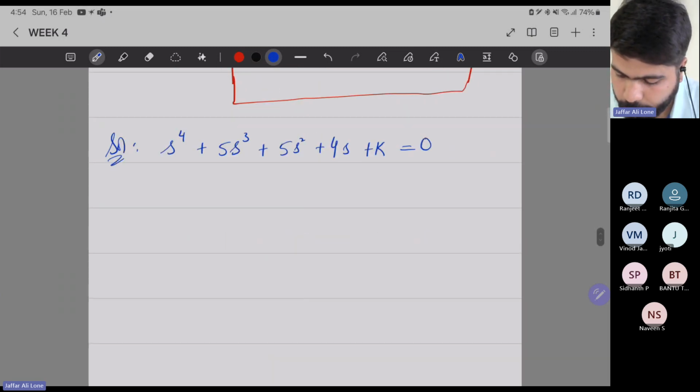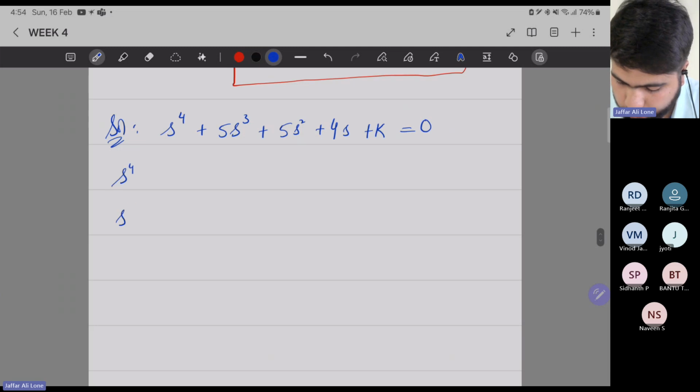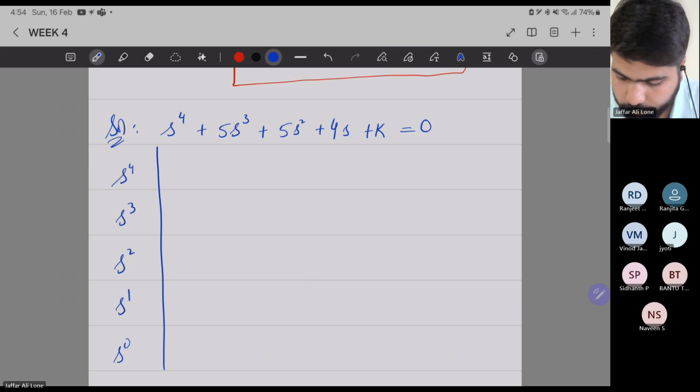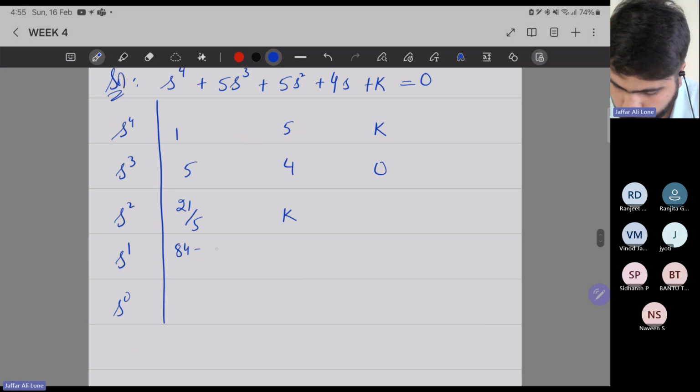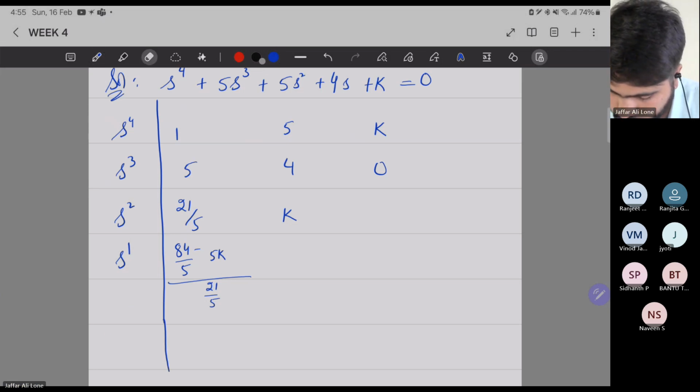Now what we'll do is make the Routh array: s^4, s^3, s^2, s^1, and s^0. The first row will be 1, 5, and K. The next will be 5, 4, and 0. This will be 21 over 5, this will be K. This will be (84/5 minus 5K) divided by 21/5, right? So then s^0 will be K.